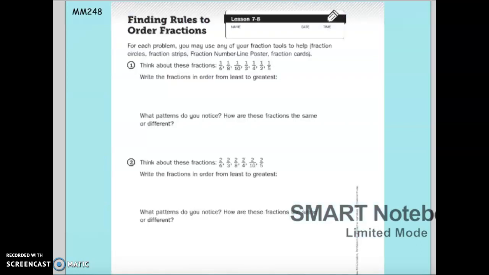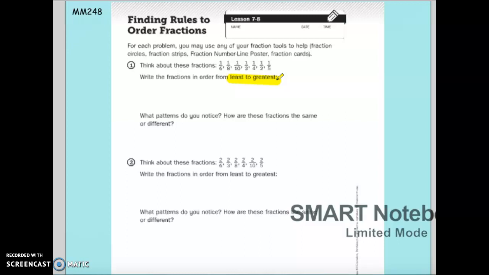Now you need Math Masters, page 248. Let's read the directions. For each problem, you may use any of your fraction tools to help: fraction circles, fraction strips, fraction number line poster, or fraction cards if you have them. Think about these fractions: 1/6, 1/8, 1/10, 1/3, 1/4, 1/2, 1/5. Write the fractions in order from least to greatest. If you have a highlighter at home, you might want to highlight that part. What does it mean to order fractions from least to greatest?